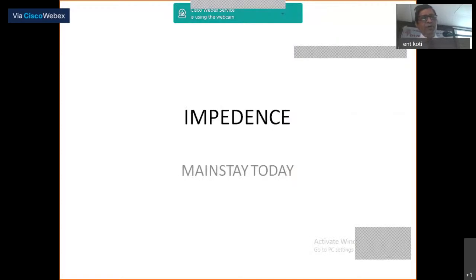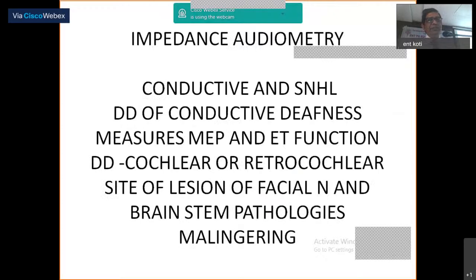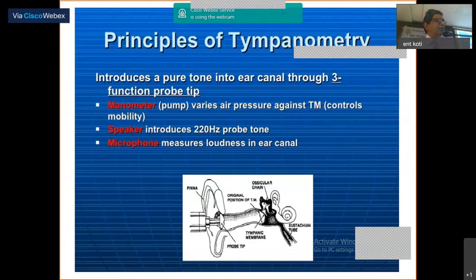So the one which you have to know is called impedance, in which you will get tympanometry and auditory reflex. It is done to differentiate conductive and sensorineural hearing loss, differential diagnosis of conductive deafness, measures middle ear pressure and eustachian tube function. It gives you a differential diagnosis of cochlear or retrocochlear hearing loss. It gives you the site of lesion of facial nerve and brainstem pathologies, and it will pick up malingering. Okay. So these are the principles I think most of you know.